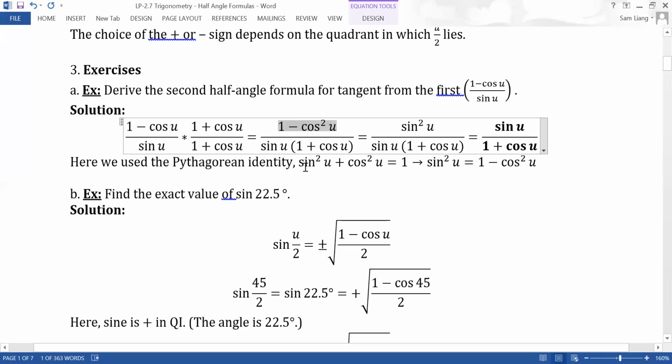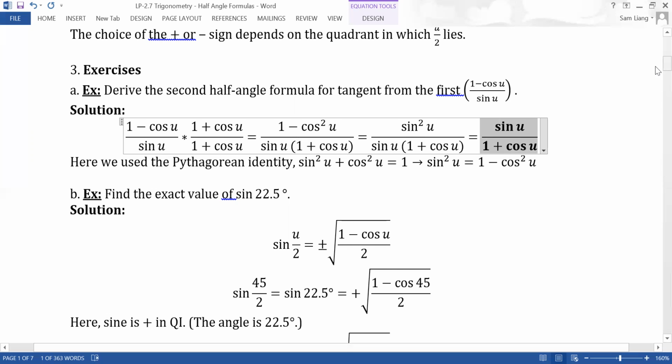Here we use the Pythagorean identity, sine squared u plus cosine squared u is 1. Okay. And then subtracting cosine squared u from both sides, we get sine squared u equals 1 minus cosine squared u. Okay, so I'm going to replace this with sine squared u, using that identity. The denominator stays the same in that step. And then from here, we divide out sine u. So sine squared u divided by sine u is just sine u in the numerator. And in the denominator, we are left with 1 plus cosine u. That's how we get our other half angle formula for tangent.